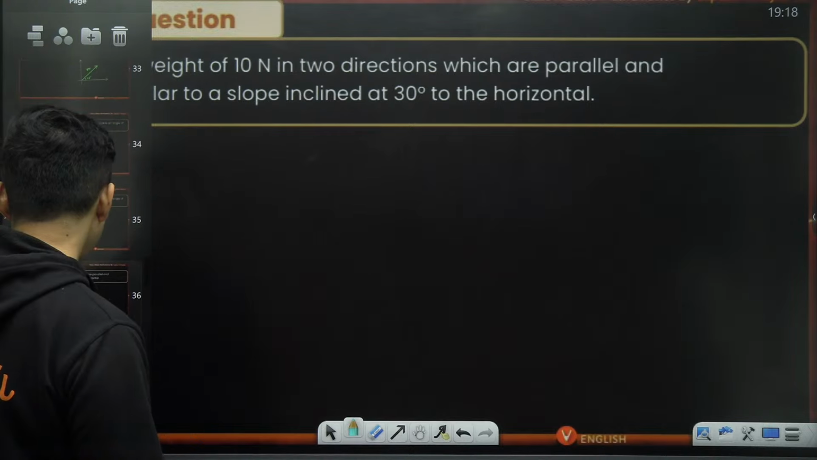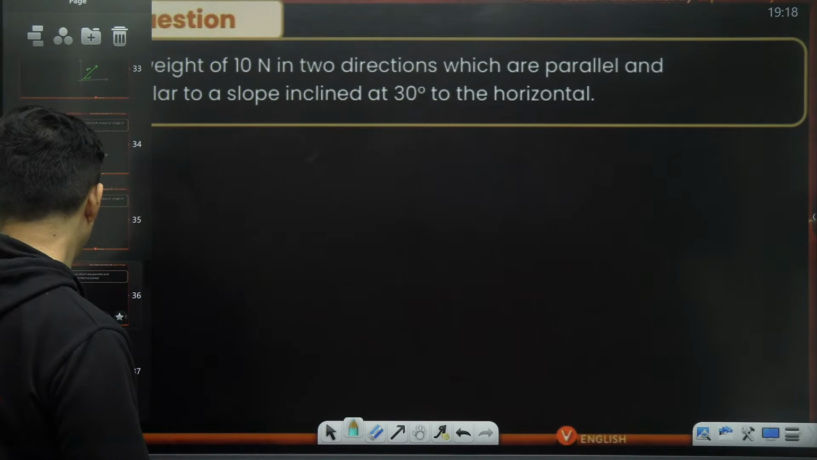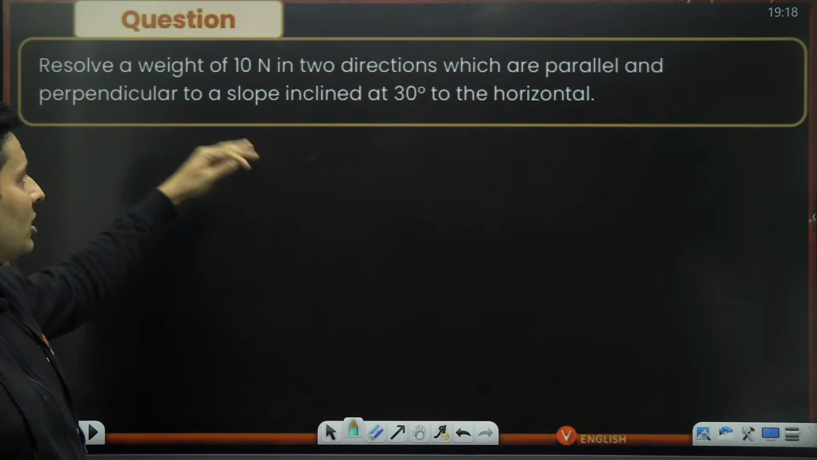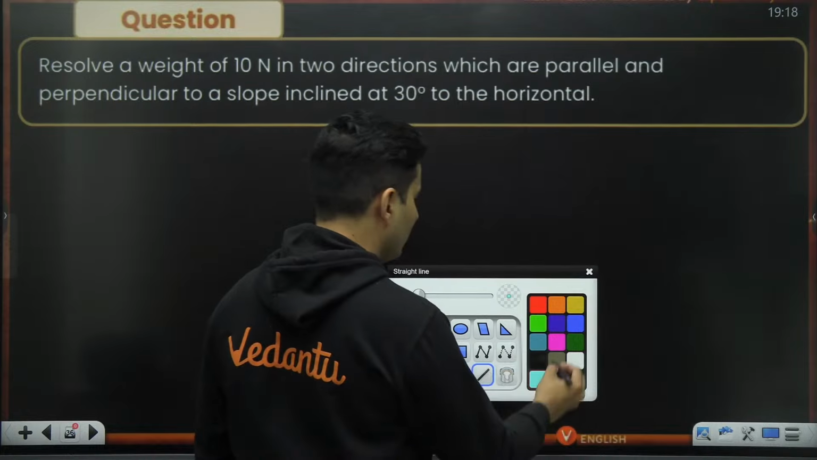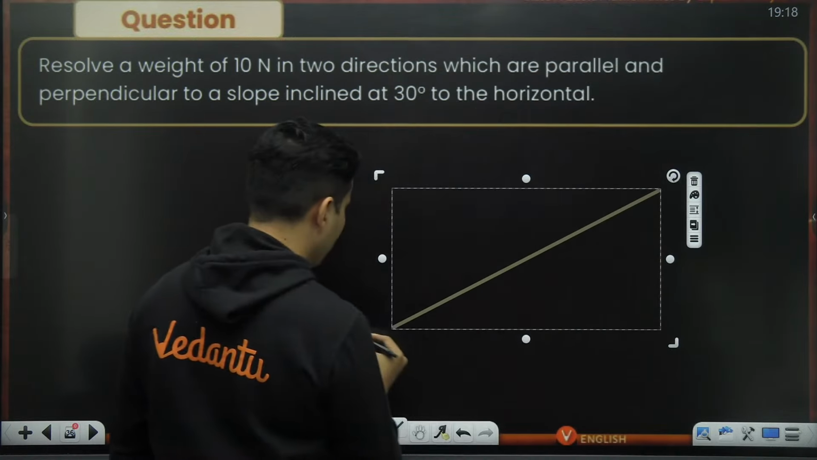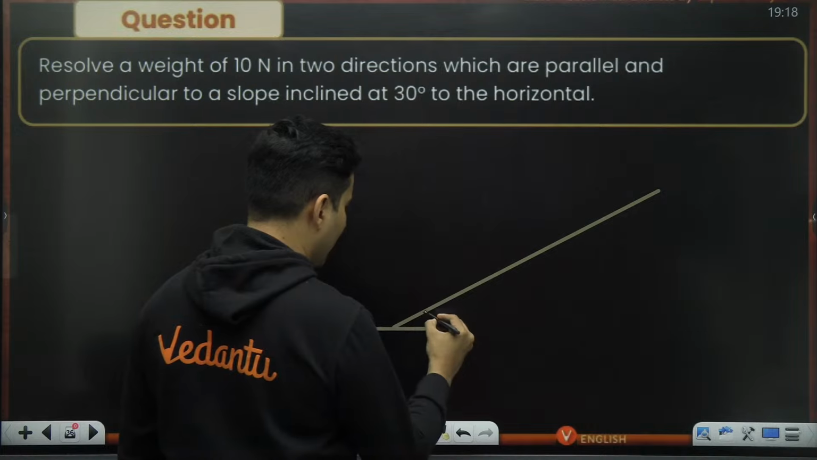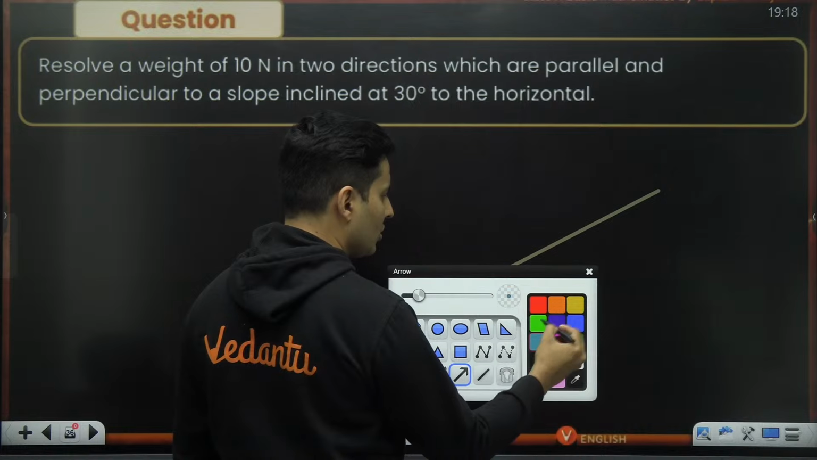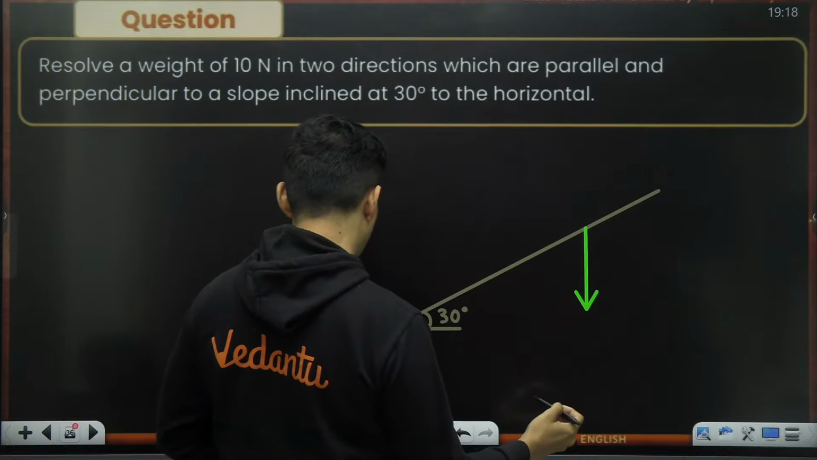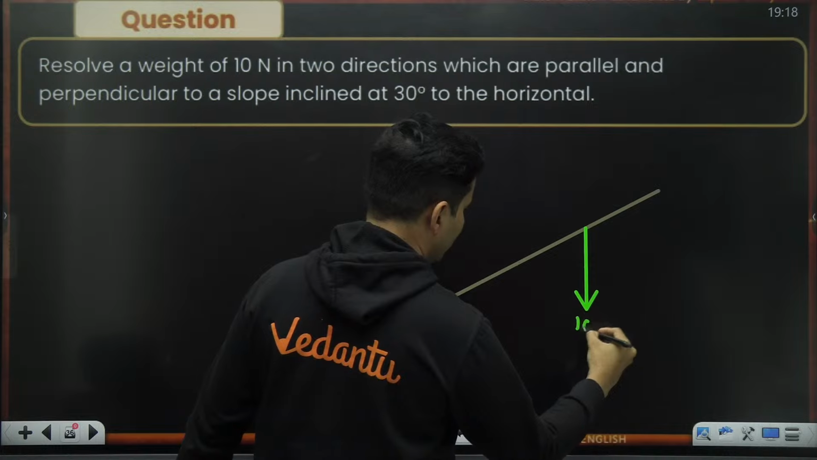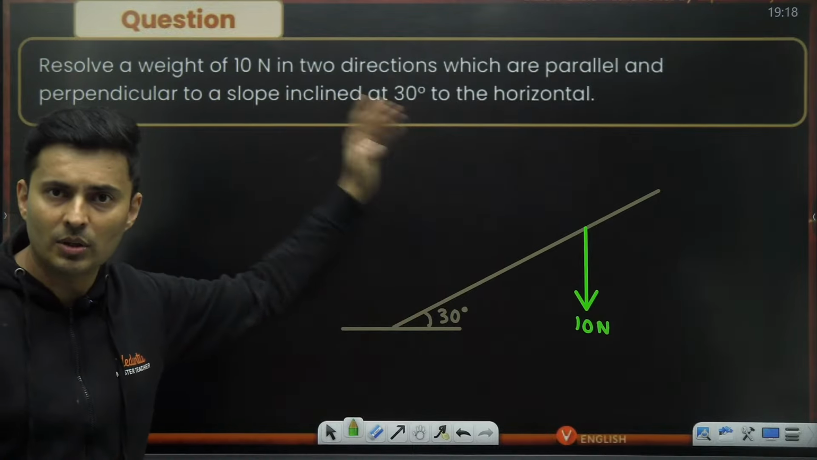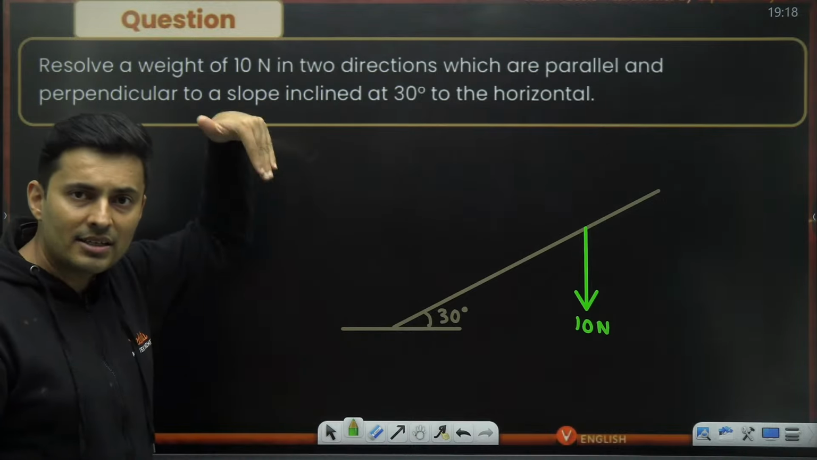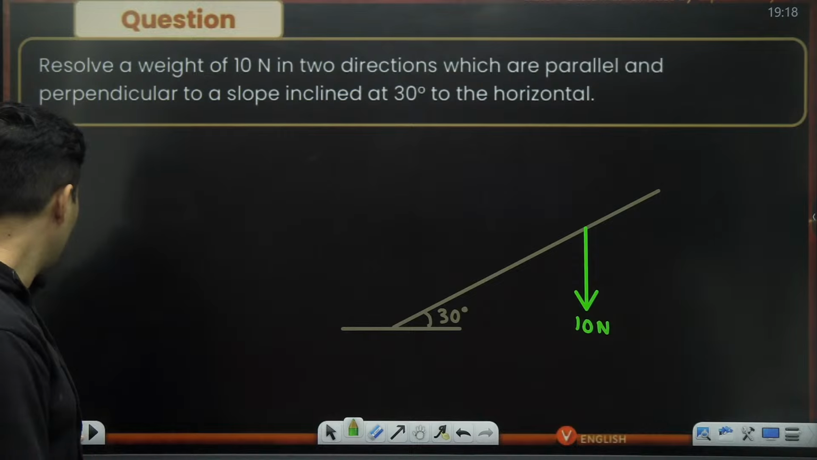Moving on to the next question. Resolve a weight of 10 newtons in the directions which are parallel and perpendicular to a slope inclined at 30 degrees with the horizontal. So let's draw a slope. This is a slope which is making right now an angle of 30 degrees with the horizontal, and weight means it's a force. So that force is like this and it has a value of 10 newtons, like this. So this is the diagrammatic representation of the question. Weight will always act towards the direction of gravity. So gravity always acts down. So that's why I've shown the force of 10 Newton also downwards.